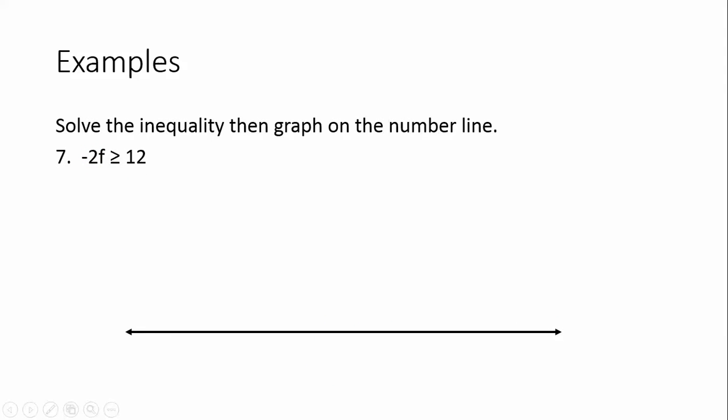Number 7, we have negative 2f is greater than or equal to 12. So we're going to divide both sides by negative 2. Remember, that's the opposite of multiplication. But when we do that, we're dividing by a negative number. Doesn't matter what the 12 is, it matters what you're dividing by. We need to flip the symbol right away. So now we have f is less than or equal to negative 6. So we're going to plot negative 6, negative 5, negative 7 on the number line, closed circle, shaded to the left.